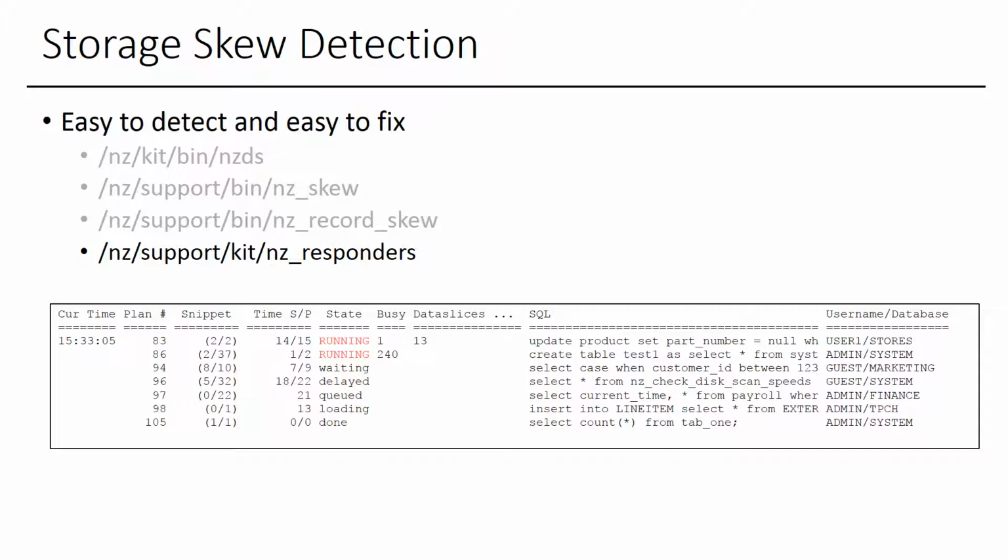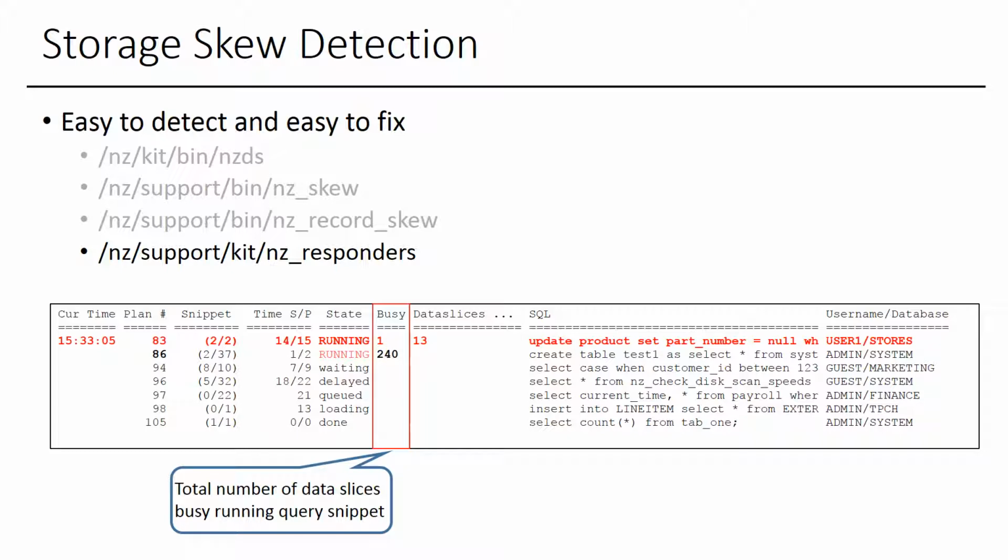Next is the NZ responders command. It shows how a query snippet is responding against data slices as it's running. This command can be used for detecting storage skew as well as processing skew. The busy column shows the number of data slices that are busy running the query snippet. If the busy shows the same as the total number of data slices in the system, it indicates things are running normally because query snippets are running across all the data slices.